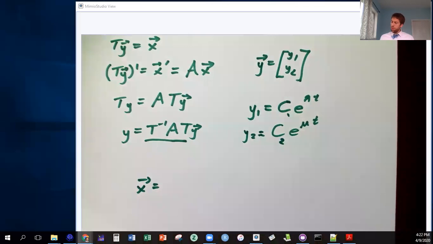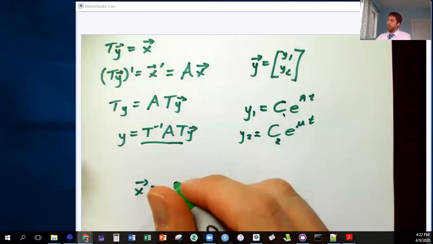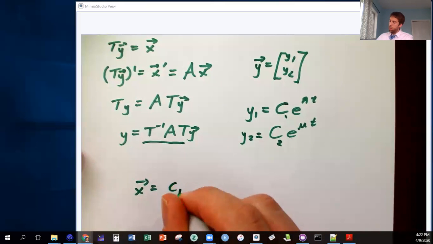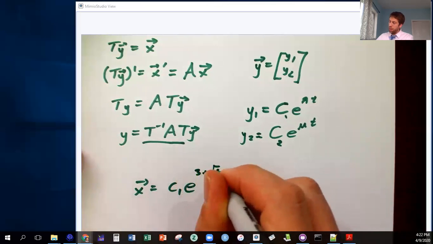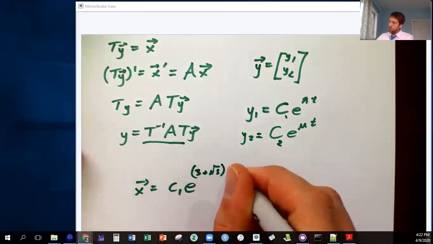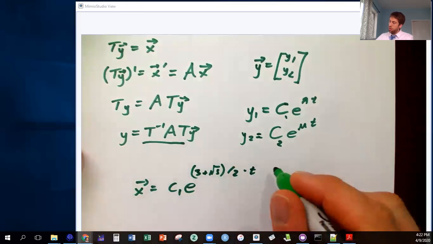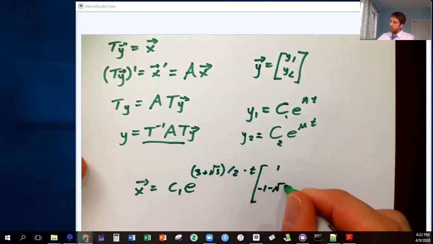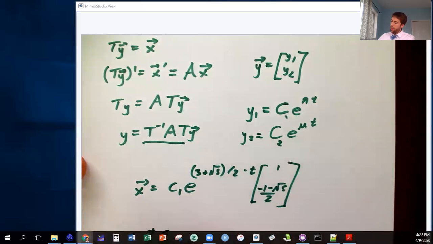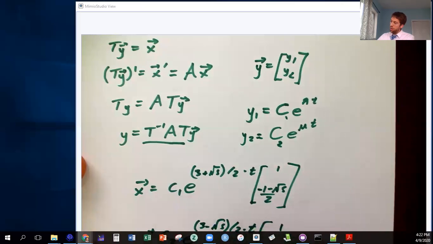So then x is T times that. So x equals c1 e to the, I'll write down the lambda this time, e to the 3 plus square root of 5 over 2 times t times the vector 1, negative 1 minus square root of 5 over 2, plus c2 e to the 3 minus square root of 5 over 2 times t times that eigenvector 1, negative 1 plus square root of 5 over 2.